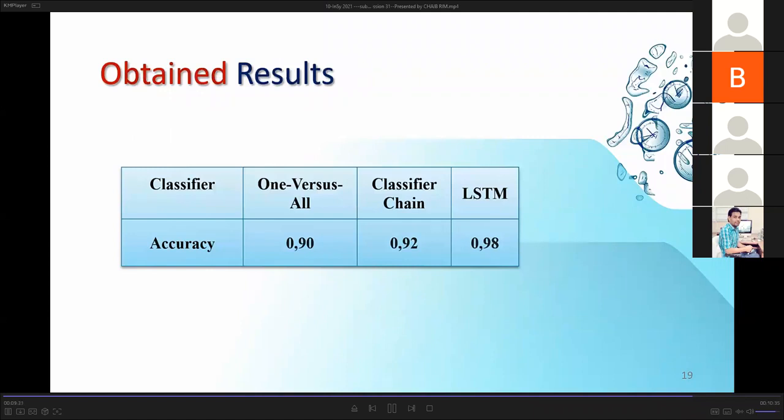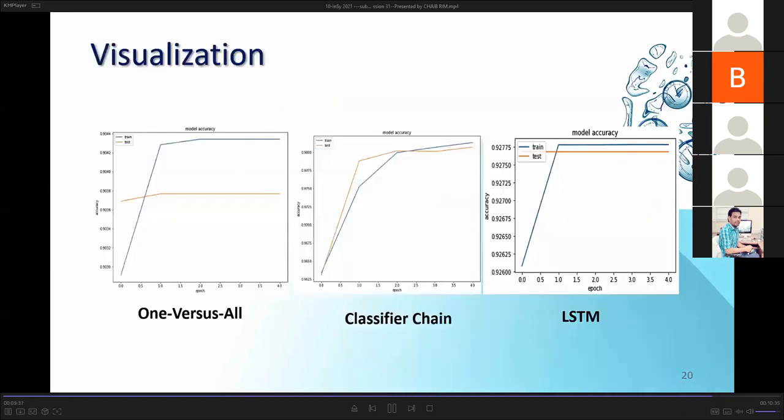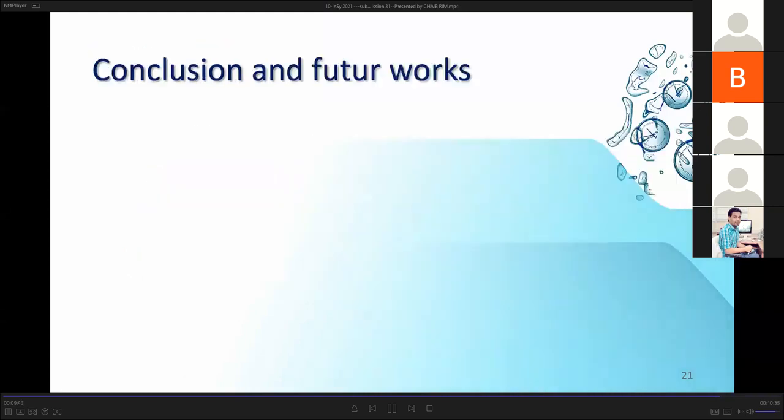In the result part, we carried out several empirical tests to improve the classification accuracy of our system. From the results represented in the table below, we can say that LSTM has more precision compared to the other methods used in this study. In this slide, we show the visualization of the evaluation metric during the training process.